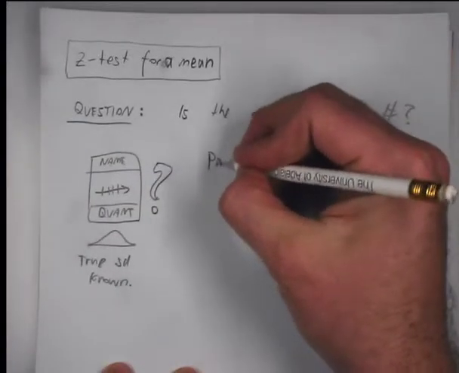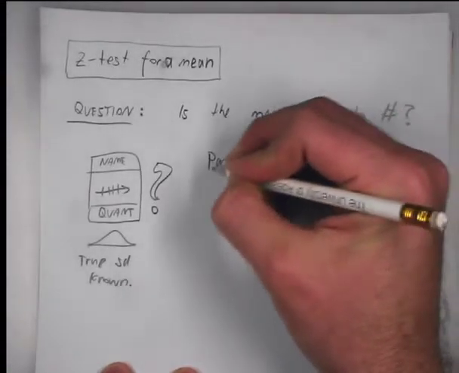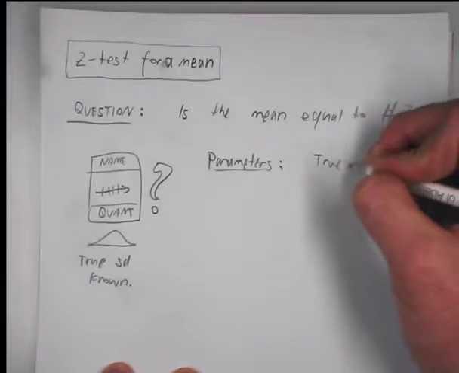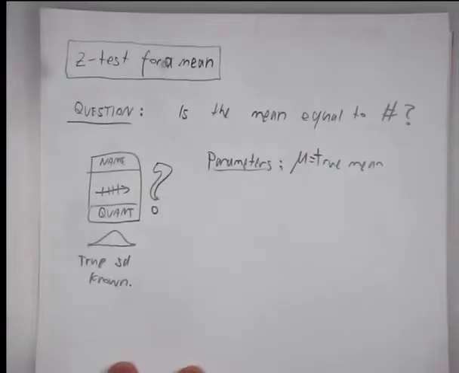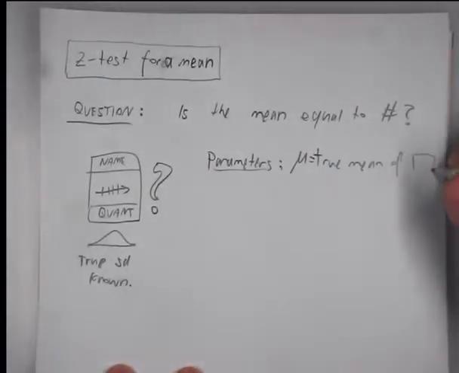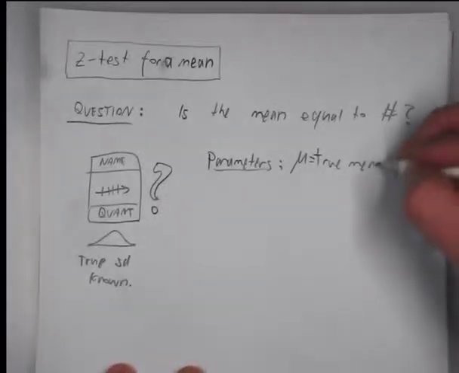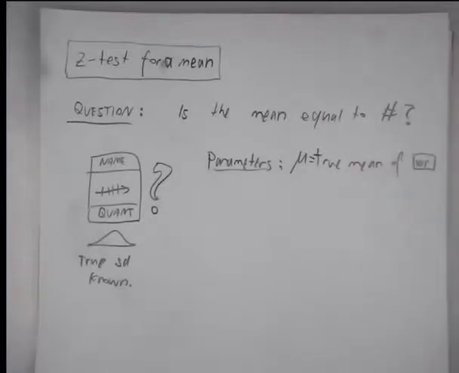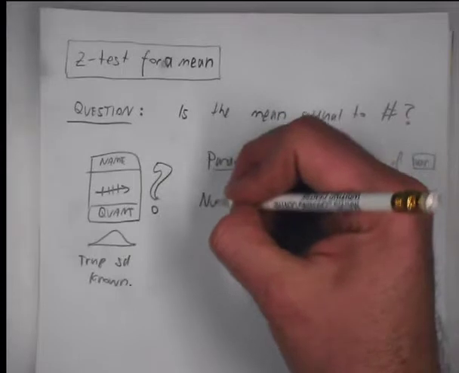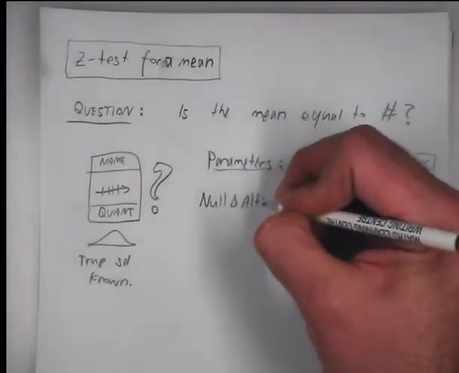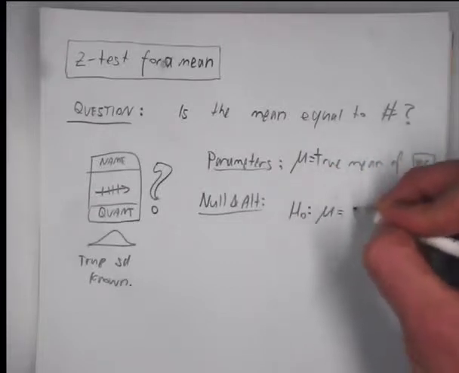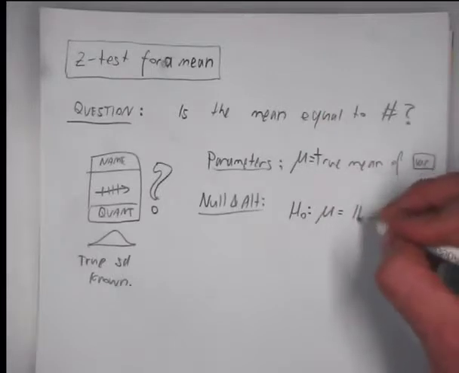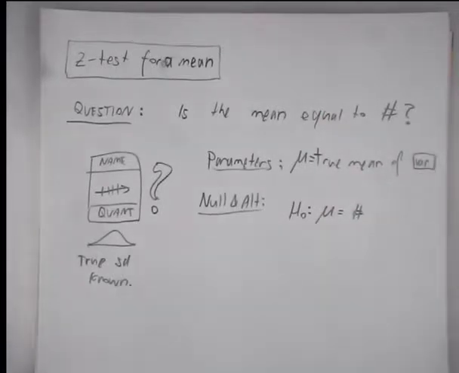So the parameters are the true mean. Mu is the true mean of whatever it is: true mean of, insert name of variable here. Sorry, I need to make sure I write more neatly. So mu is the true mean of whatever, and then your null and alternative hypotheses are: mu equals whatever the number is. There is a number to go in this spot. They normally call it mu naught.